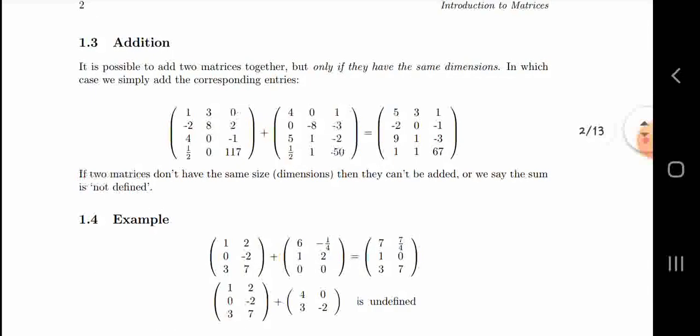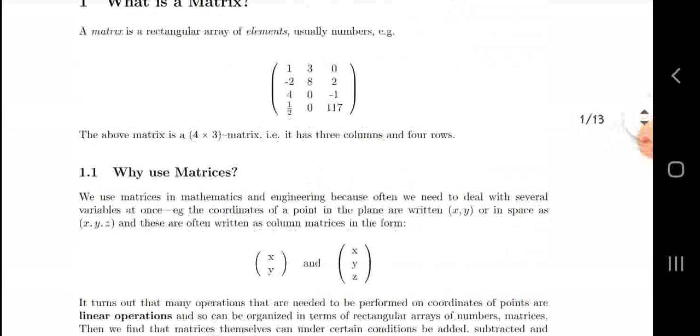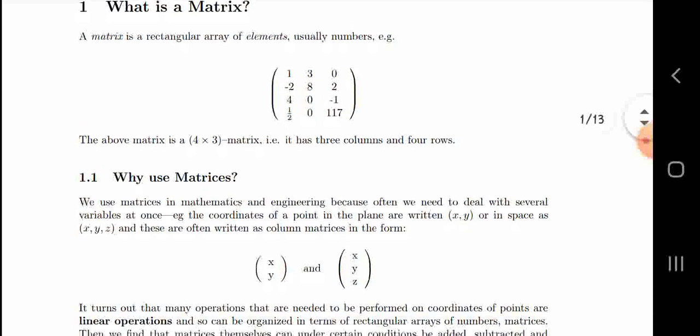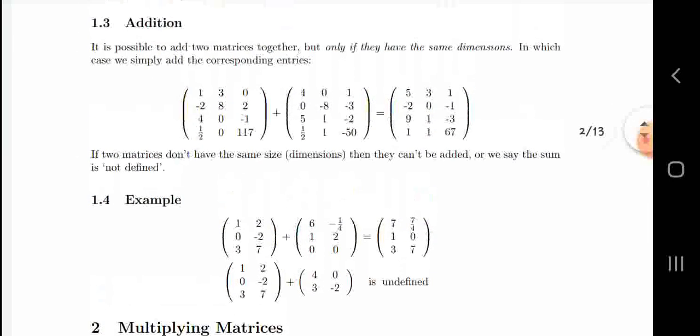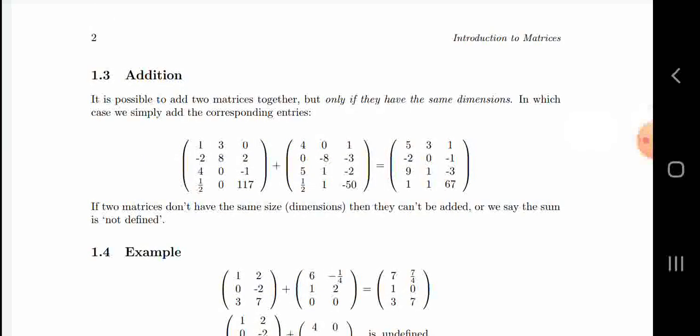Next, so now you have learned about the matrix. Now, addition of matrices. It is possible to add two matrices together, but only if they have the same dimensions. Dimensions you have now learned. In which case we simply add the corresponding entries.